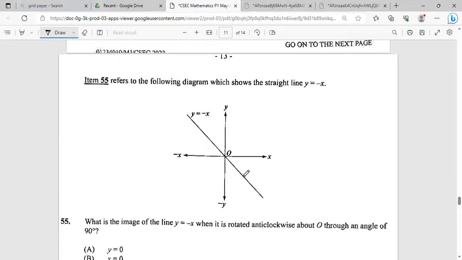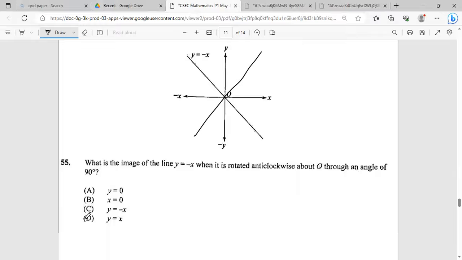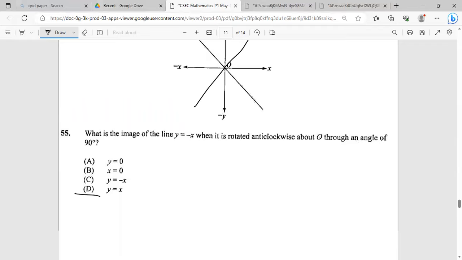55, for the following diagram, it's a straight line y equals negative x. And of course, guys, you're going to rotate it anticlockwise about the orange one through an angle of 90 degrees. So this becomes y equals x. Previously, they gave you the other way around and it was y equals negative x. CSEC gives you the other way around this time. There should be no problem with that, all right?